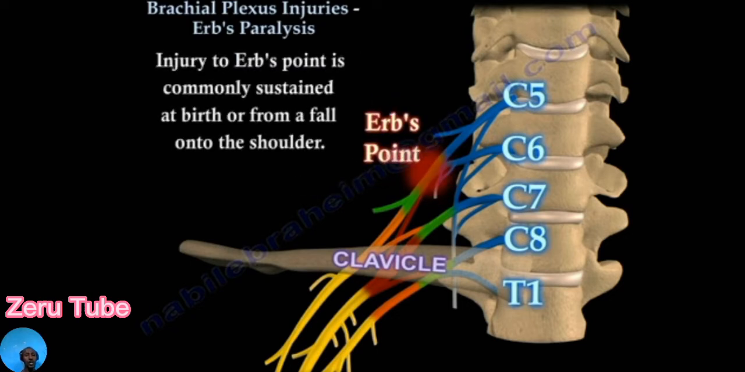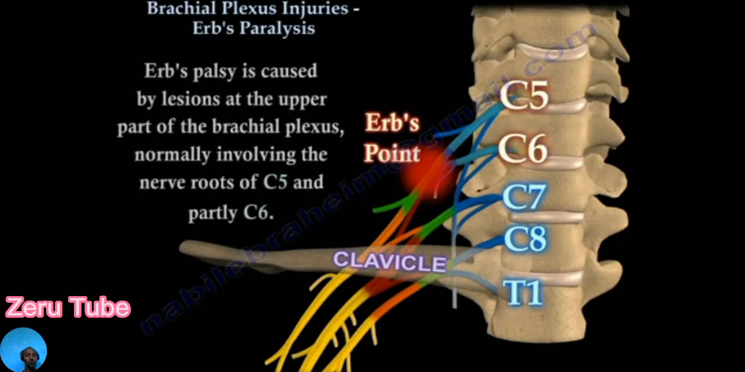Injury to Erb's point is commonly sustained at birth or from a pull on the shoulder. This commonly happens to babies during birth, or when someone falls on the shoulder from a big tree or a great height. Duchenne-Erb paralysis comes due to injury of Erb's point. Erb's paralysis is caused by a lesion at the upper part of the brachial plexus, normally involving the nerve roots of C5 and C6. Do you see?